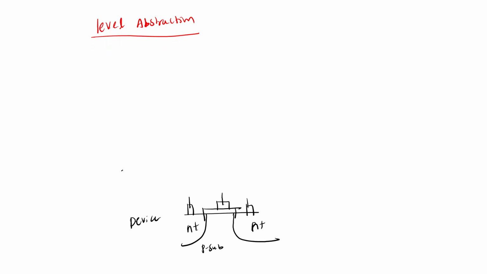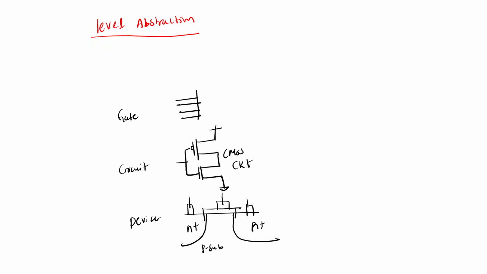Next is the circuit level. With NMOS and PMOS, you can design the CMOS circuit, with PMOS as pull up and NMOS as pull down. This is a basic CMOS inverter. Next level is the gate level: the basic AND gates, OR gates, and NAND gates, which we design using CMOS circuits.